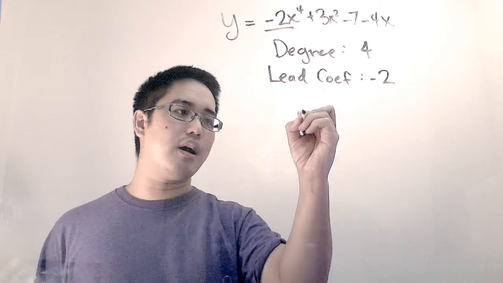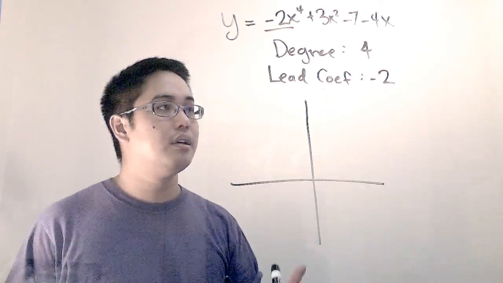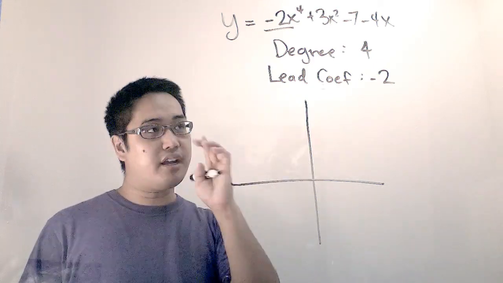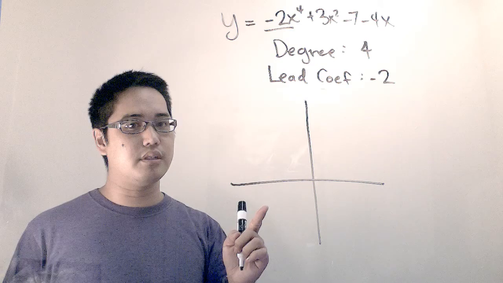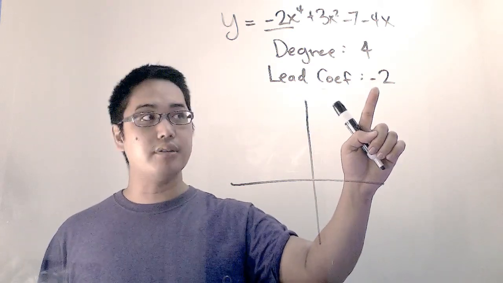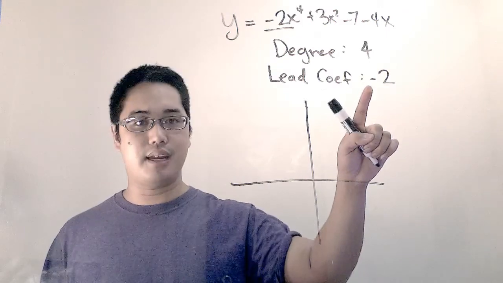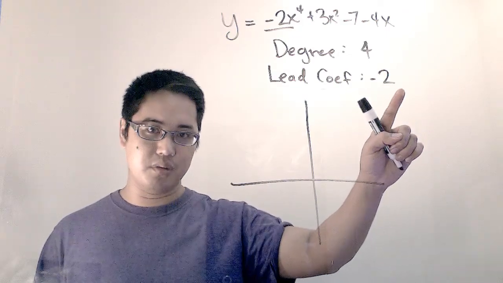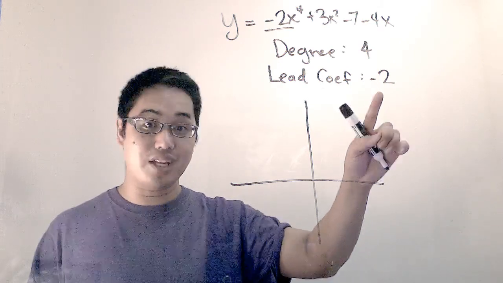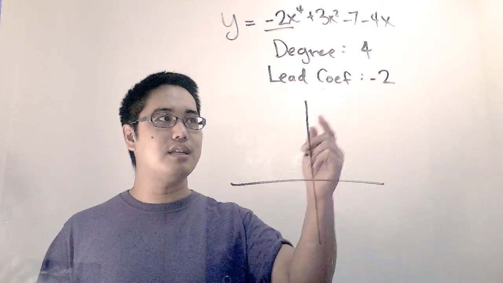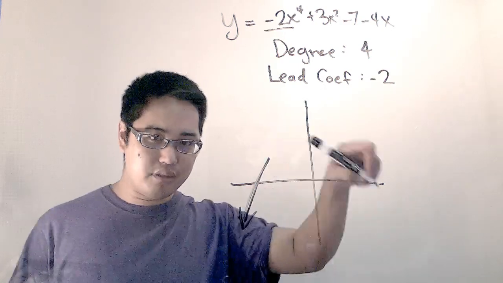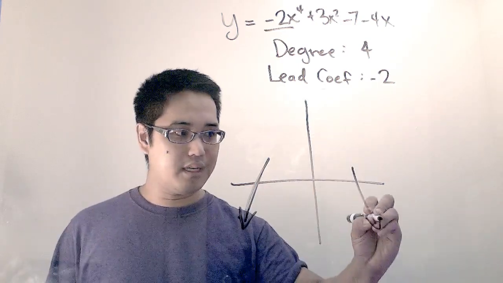I know that this graph is going to start and end in the same direction. I know that this graph is also going to start down and end down because of that negative. I really care about whether or not the leading coefficient is positive or negative. That's all I'm really looking for. So since it's -2, I know that it's probably going to start down, do something funky in the middle, and end down.